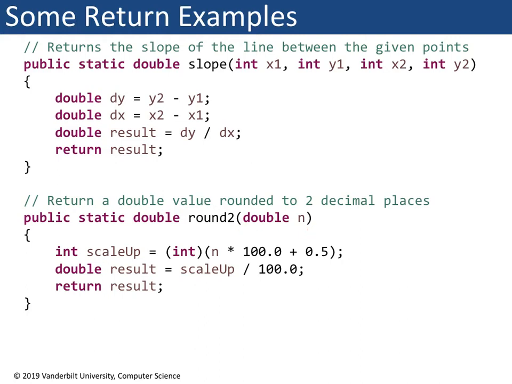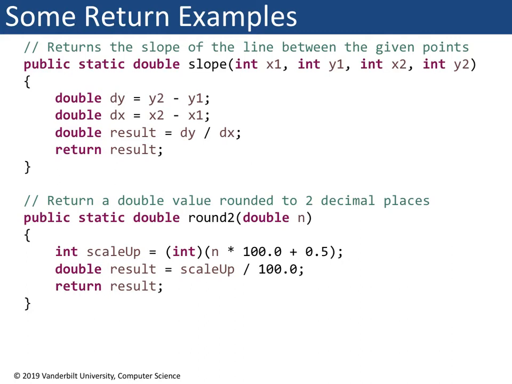We have the name round2, and we have 1 parameter, which is the number to be rounded. So we are going to declare an integer variable called scale up, and we will assign it the expression integer cast n times 100 plus 0.5. So n times 100, n is a double, so n times 100 will move the decimal place 2 places to the right, and we will add 0.5. Then we will cast this to an integer, which will chop off any of the decimal portion of the number.